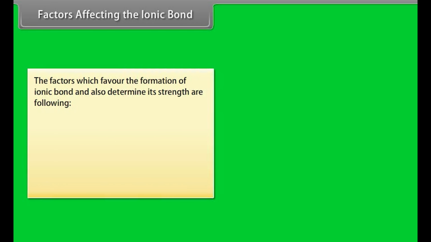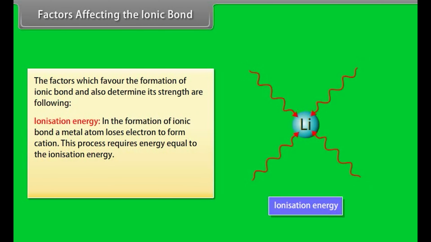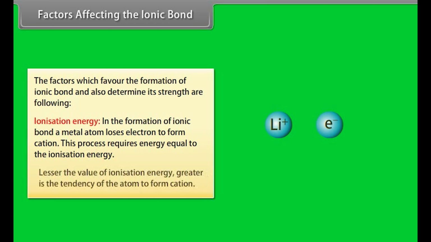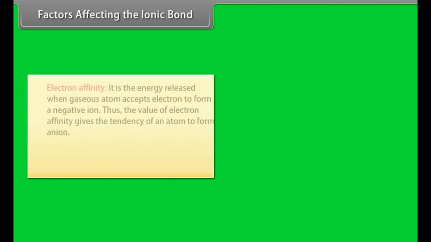Factors affecting the ionic bond. The factors which favor the formation of ionic bond and also determine its strength are the following. Ionization energy: in the formation of ionic bond, a metal atom loses an electron to form a cation. This process requires energy equal to the ionization energy. The lesser the value of ionization energy, the greater is the tendency of the atom to form a cation.